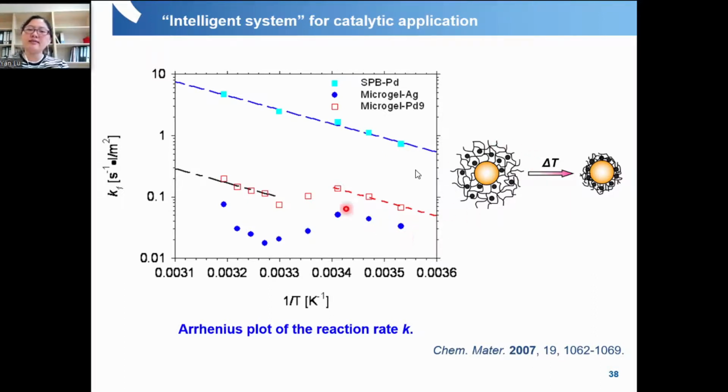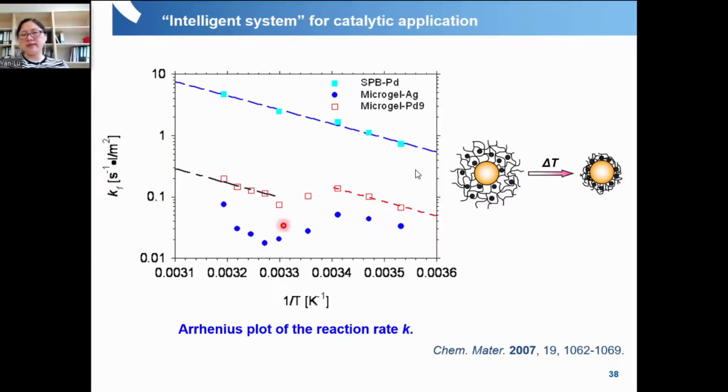And we can see, at lower temperature region, so this part, they still follow the linear behavior. This is because at lower temperature, the networks are swollen, yeah? So there's no diffusion limitation, so they still follow this Arrhenius plot behavior. And when we increase the temperature further, you see, in this case, the network starts to shrink. Then you see the decrease of the rate constant. So the reaction slows down until the particle is totally collapsed. So here it's a transition temperature.